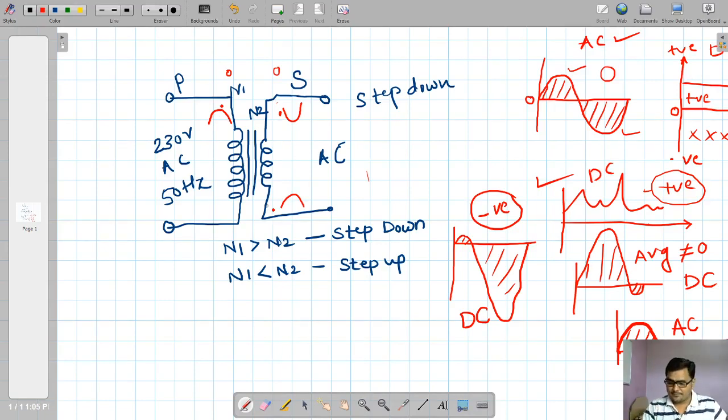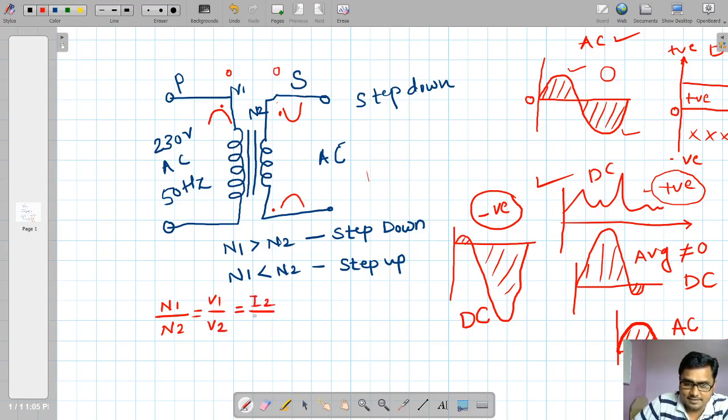Now, let me write another equation related to the transformer that you are already aware of. N1 divided by N2 is equal to V1 divided by V2, which is equal to I2 divided by I1. What are V1 and I1? V1 is the voltage at the primary, V2 is the voltage at the secondary, I2 is the current at the secondary, and I1 is the current at the primary.